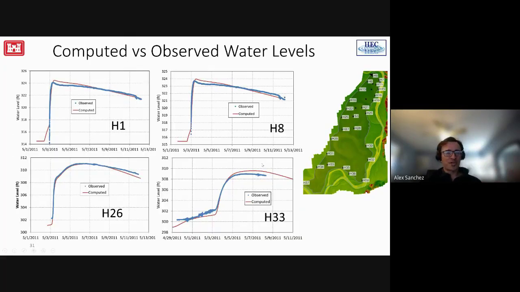These are some representative time series, near the upper end, near the middle, and at the lower end of the floodway. And again, the model did a pretty good job of capturing the timing of the event and also the amplitude of the event.